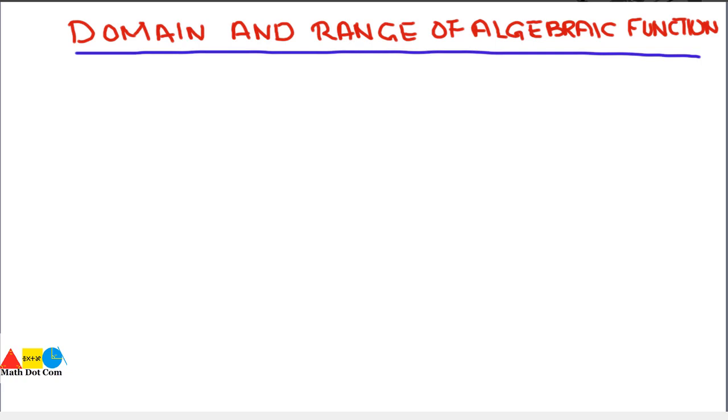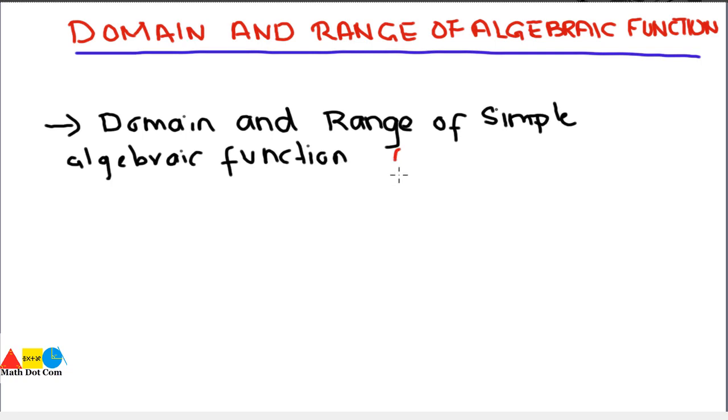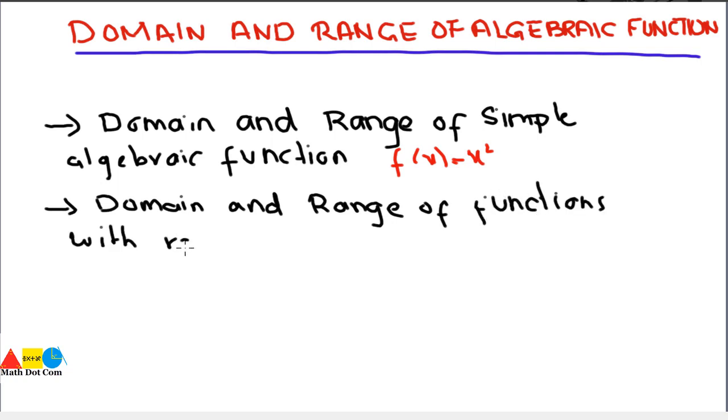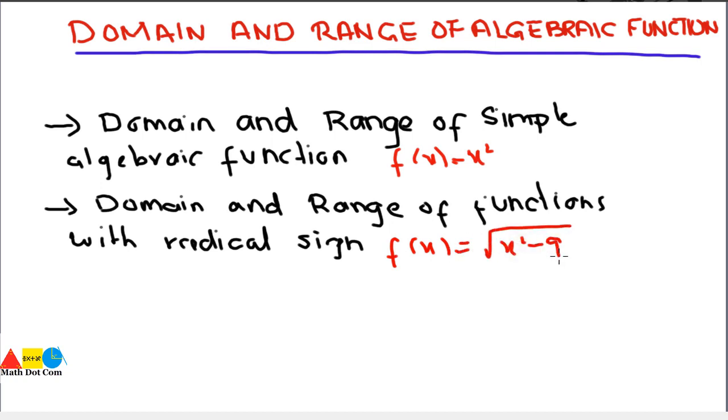So at the end of the lecture you will be able to understand how you can find the domain and range of a simple algebraic function, that is f of x is equal to x square. This is a simple algebraic function. Then we also discuss the domain and range of functions with a radical sign in the numerator. An example is f of x is equal to under root x square minus 9. This is an example of how you can find the domain and range of functions like this.